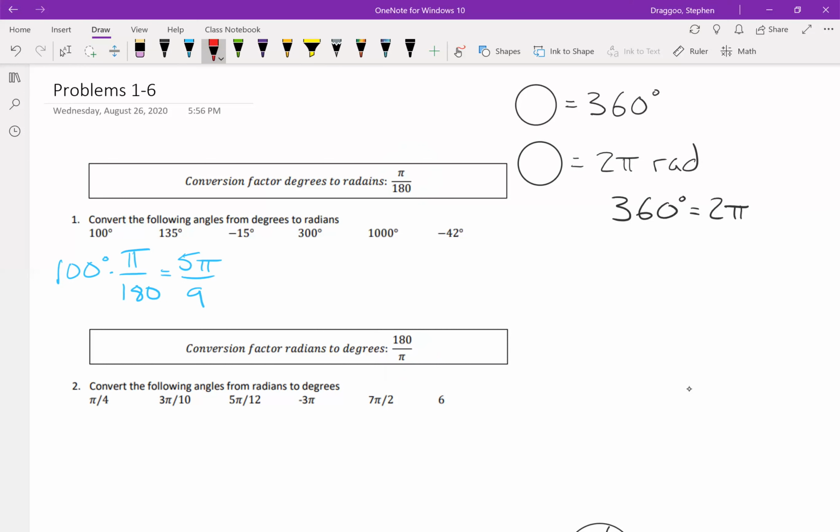If I want to convert 135 degrees to radians, I'll take that number again, multiply by pi over 180, and I get 3 pi over 4.